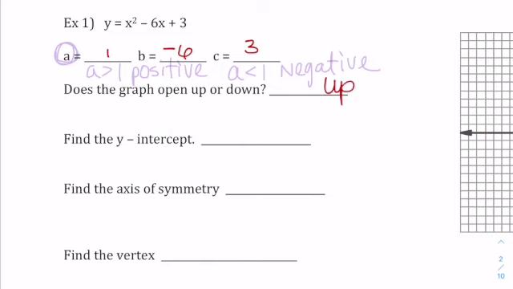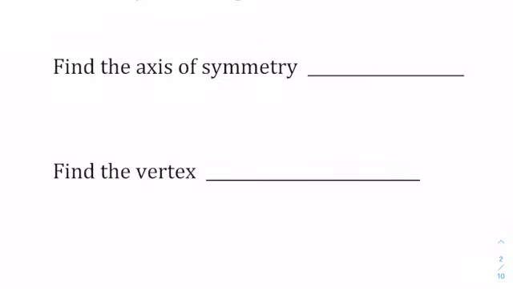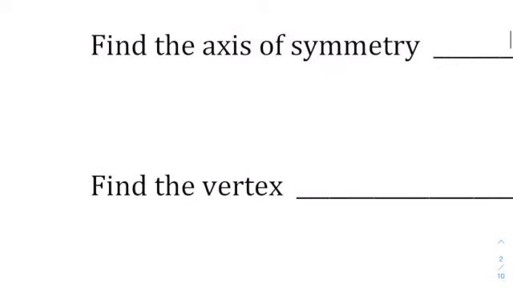And then find the y-intercept. And the y-intercept, you guys should know, is the last term where the c is. So in this case, c is just 3. And find the axis of symmetry. To find the axis of symmetry, you have to remember to use the formula. And the formula is going to be the -b over 2a.